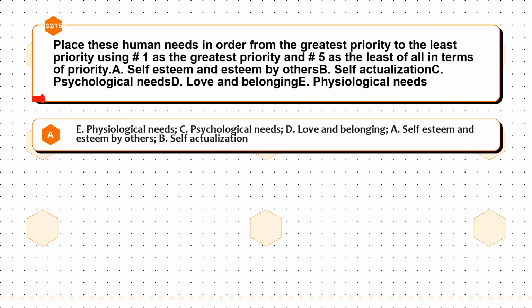Question 32. Place these human needs in order from the greatest priority to the least priority using #1 as the greatest priority and #5 as the least of all in terms of priority. A. Self-esteem and esteem by others. B. Self-actualization. C. Psychological needs. D. Love and belonging. E. Physiological needs. Here are the options.